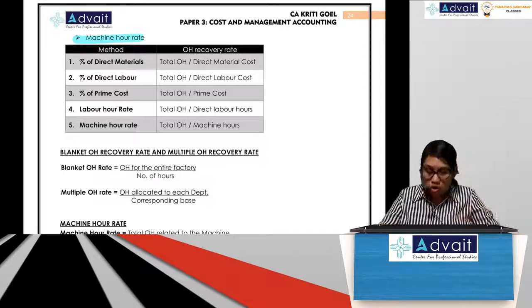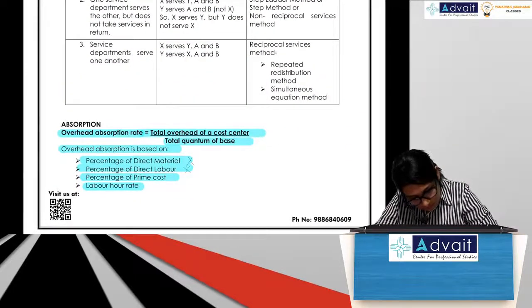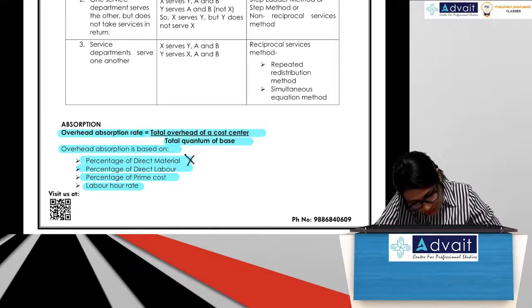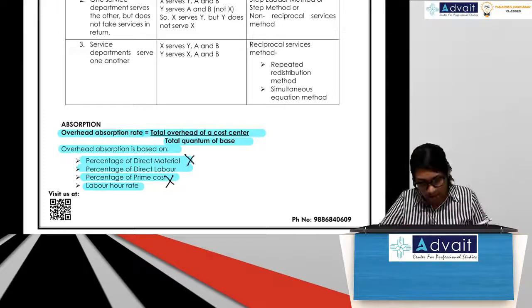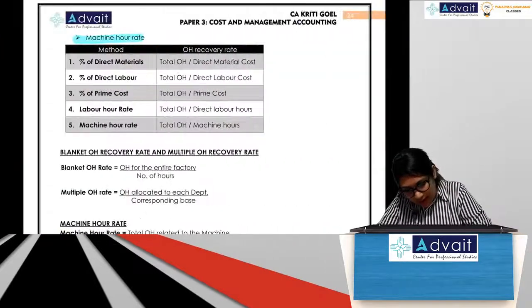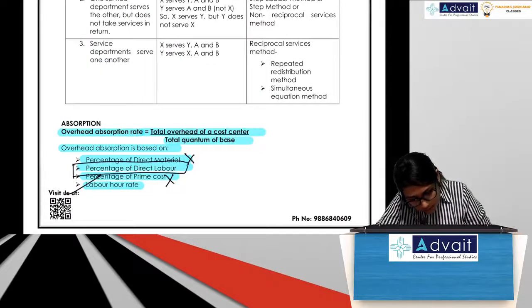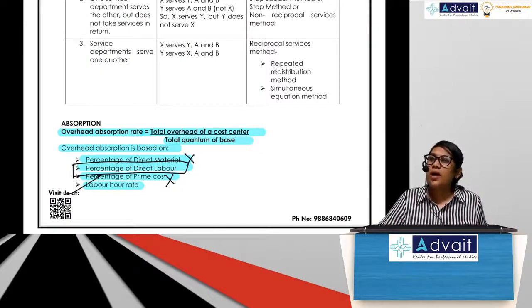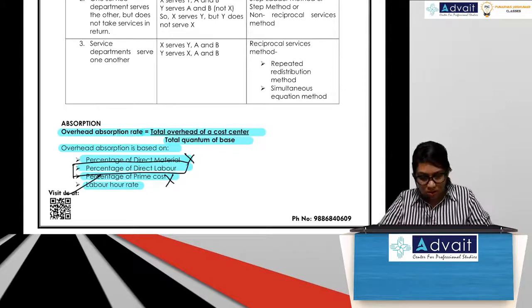We do not use these two at all. They do not yield accurate results. We use this the most, and this also. And this can also be used. But in this chapter, most of the problems will use machine hours or direct labor hours. So keep that in mind.